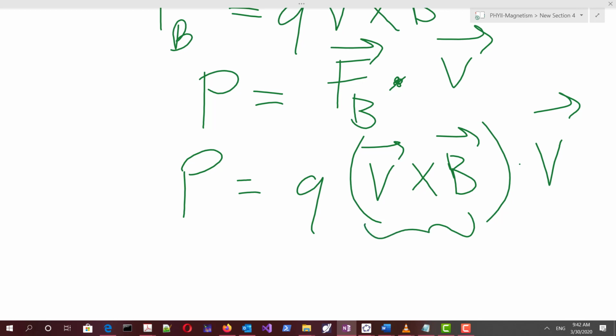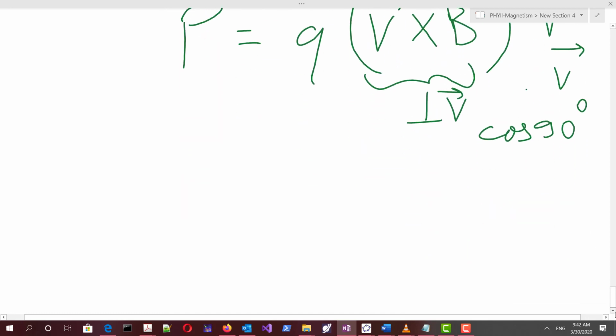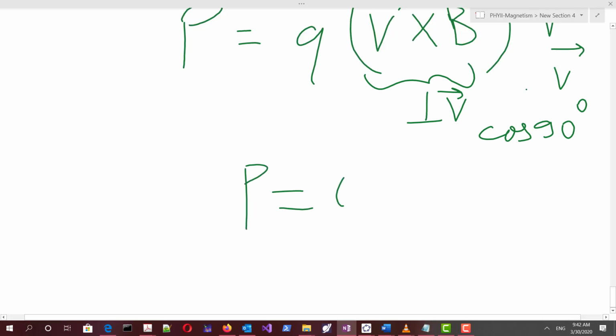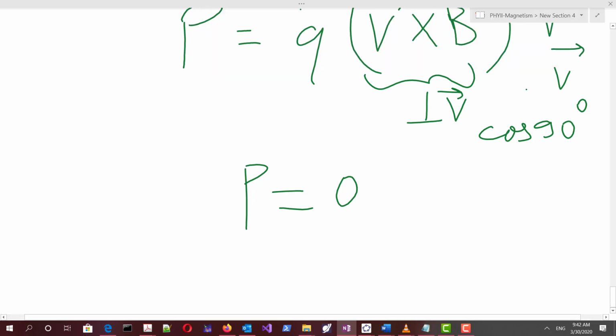Well, this is perpendicular to v. No matter what, it's perpendicular to v and B. But of particular interest, it is perpendicular to v, and this is v itself. So this product, at the end of the day, will involve a cosine of an angle that is 90 degrees. So it's going to involve the cosine of 90 degrees, and the power will be zero. No matter which way you think about it, the magnetic field does not deliver any power, hence does not do any work at all.